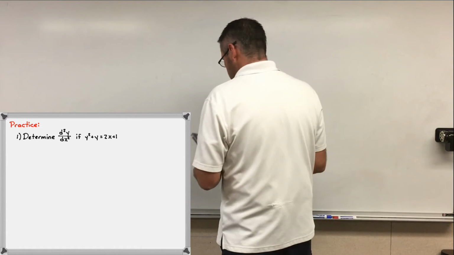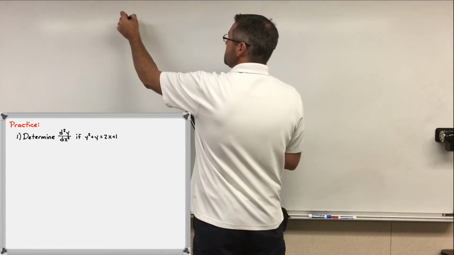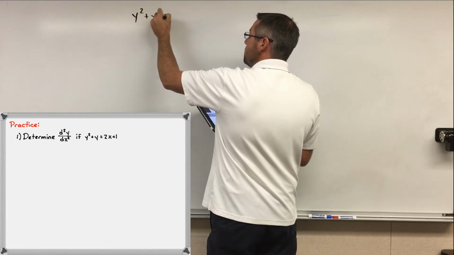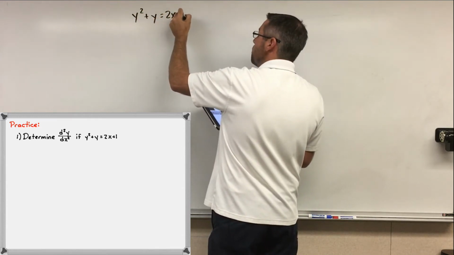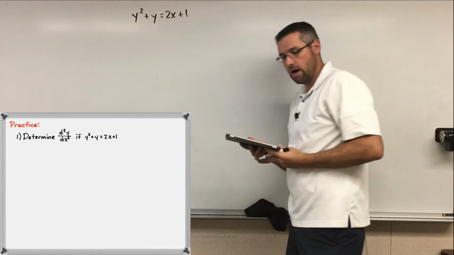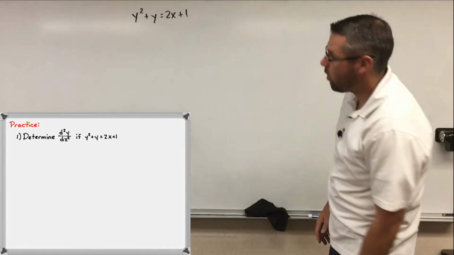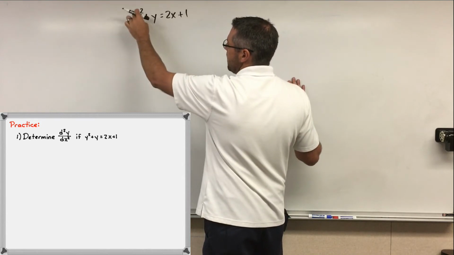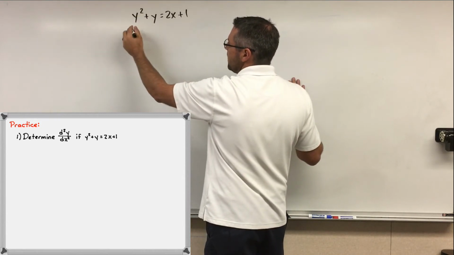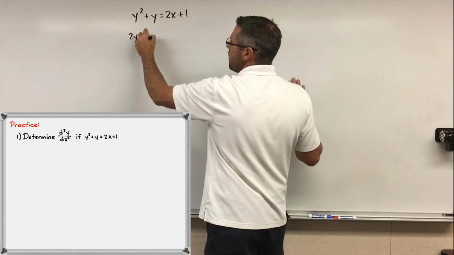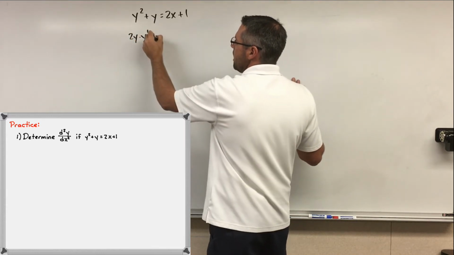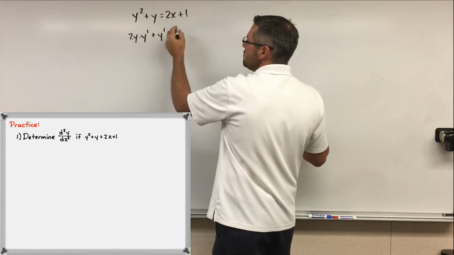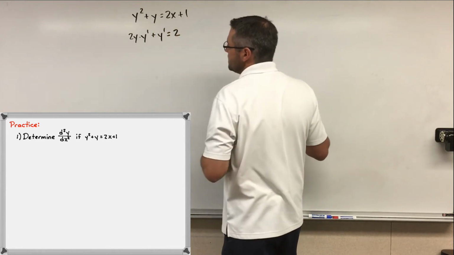Okay. So for this problem, we've got y squared plus y equals 2x plus 1. And our goal is to figure out the second derivative of y with respect to x. So let's take the first derivative. Well, what's the derivative of y squared? Again, think chain rule. It's 2y times y prime. Plus, what's the derivative of y? Well, that's y prime. And then the derivative of 2x is 2, and the derivative of 1 is 0.